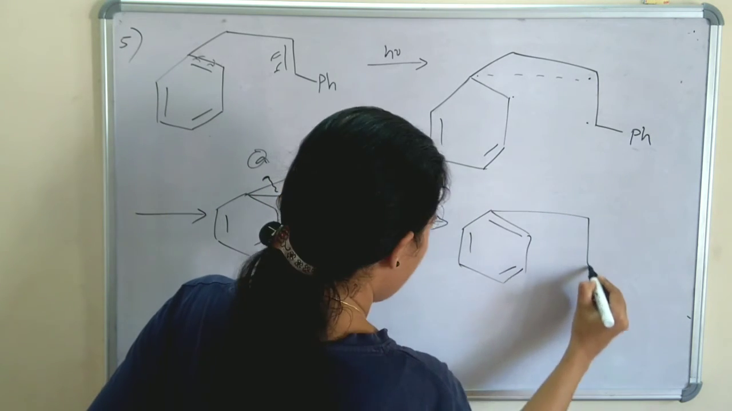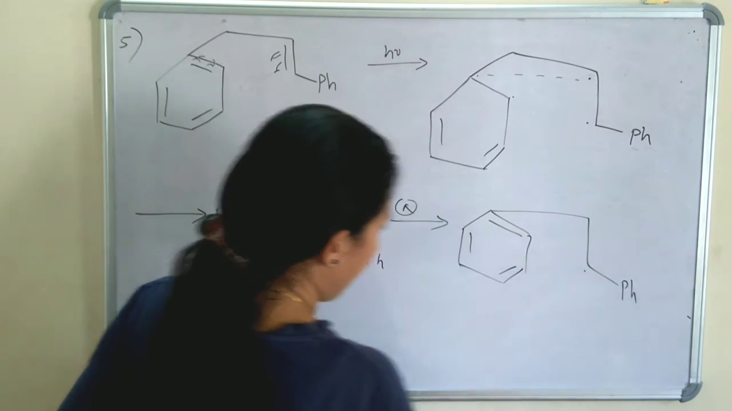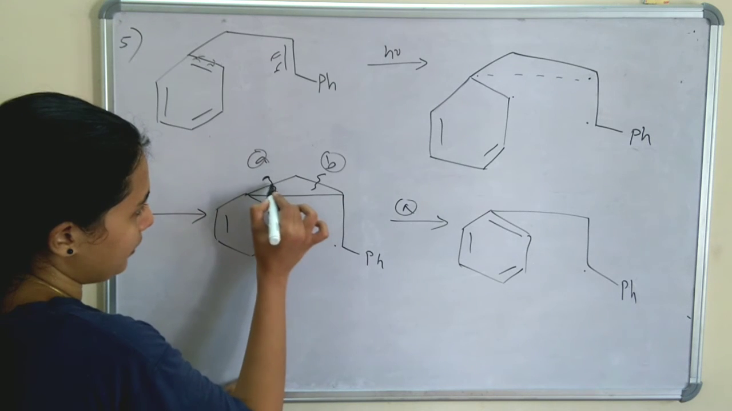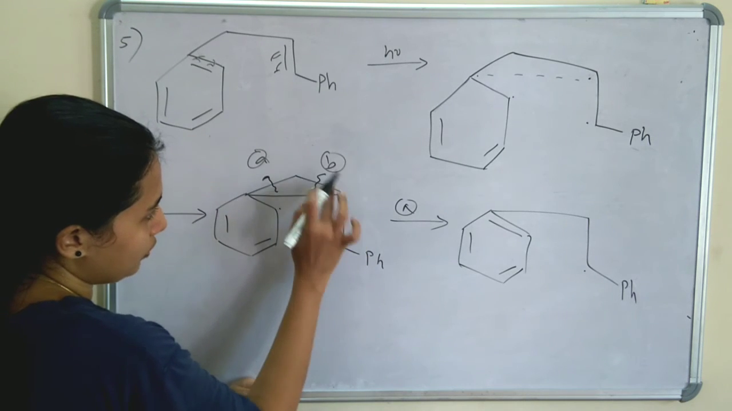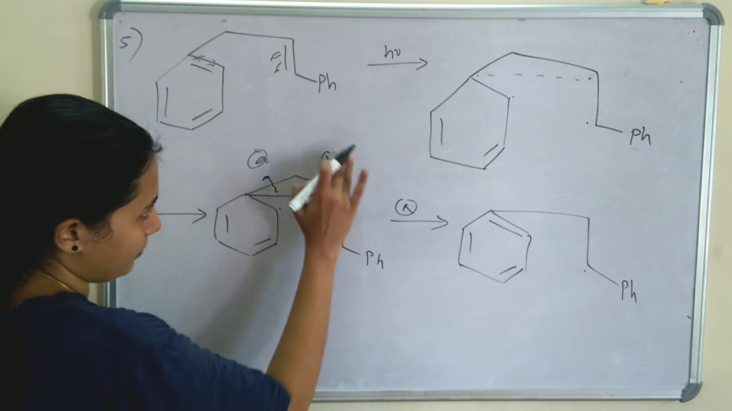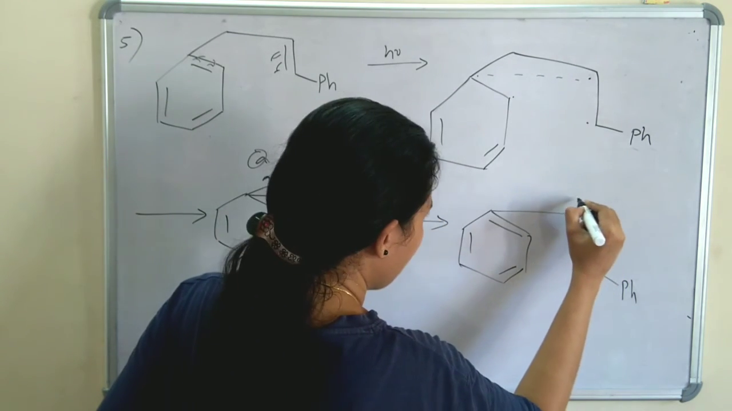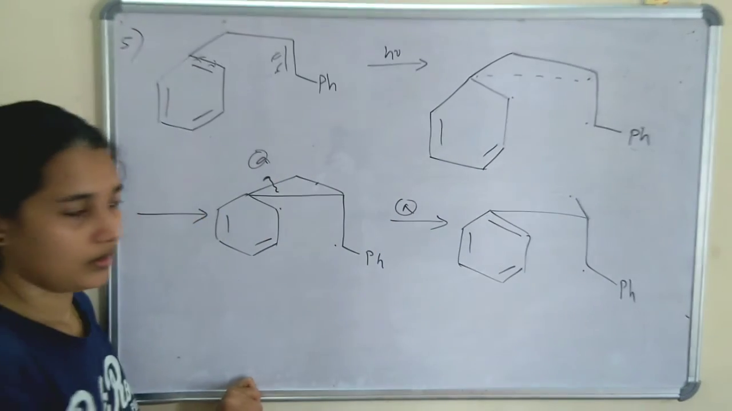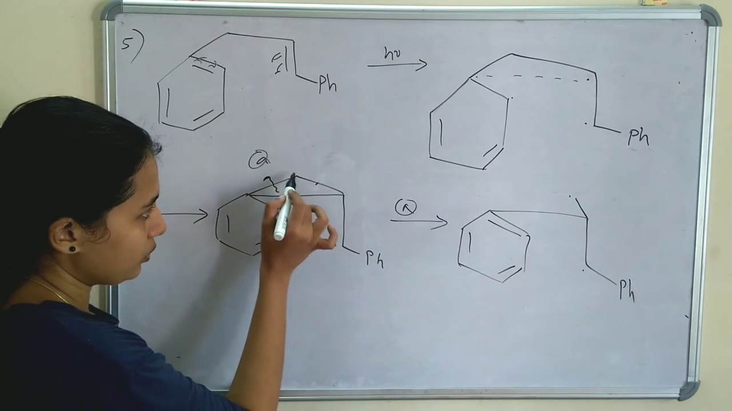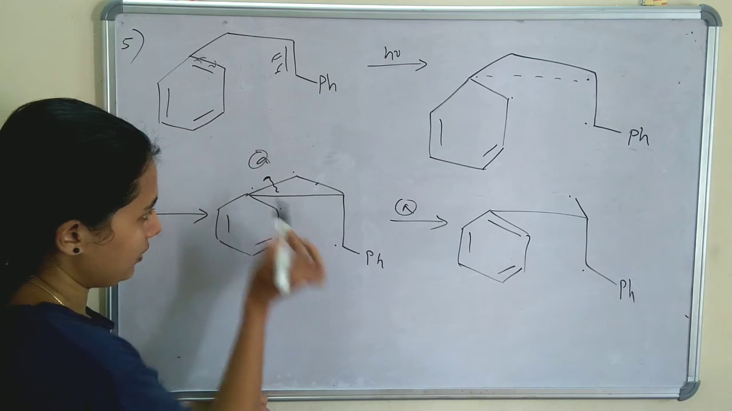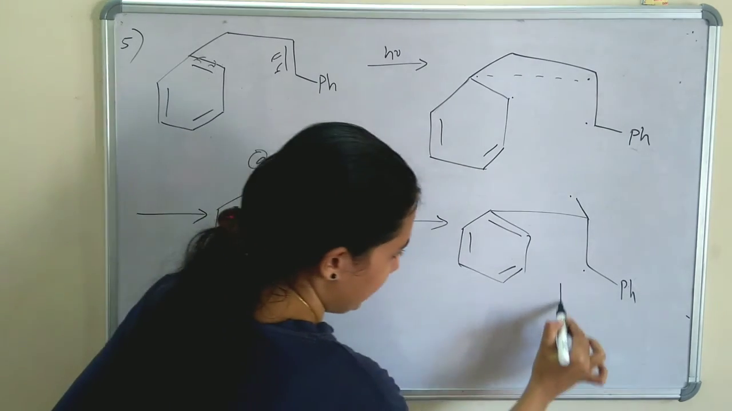Here Ph and a radical, and here we are not cleaving. So this is not affected. This is not affected. So here comes another radical. Here we are not cleaving, so here a radical comes and here a radical comes. So that is represented here.